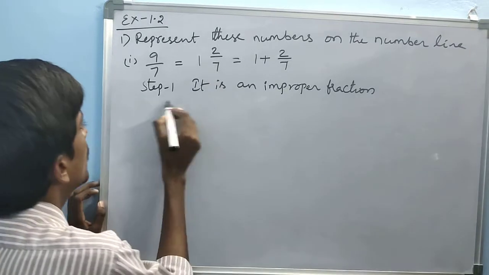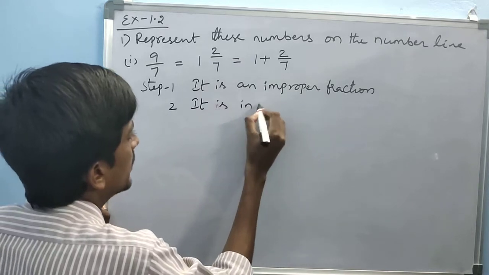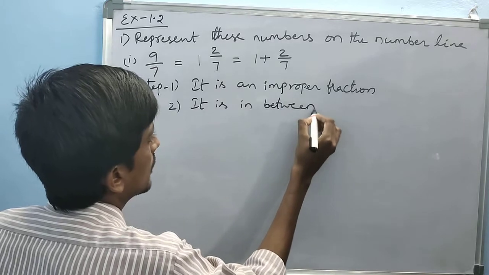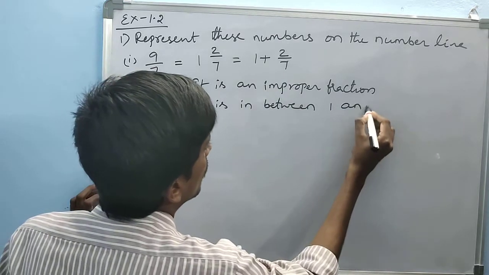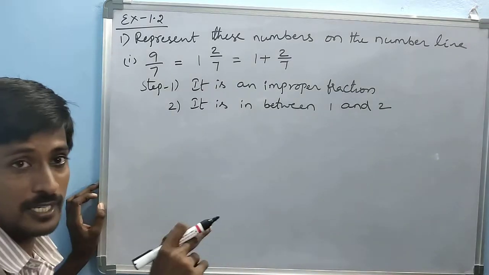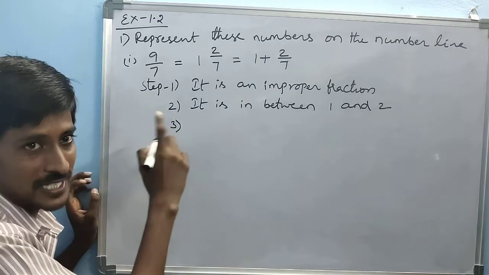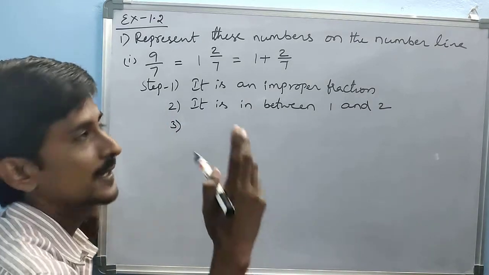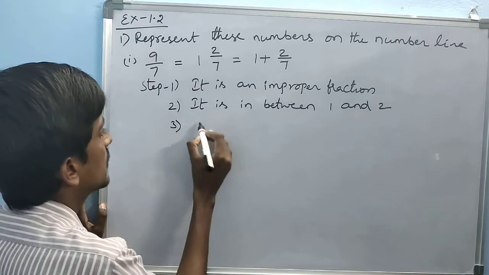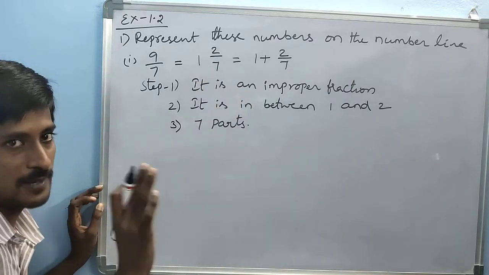So step 2 is it is in between 1 and 2. The 9 by 7 is in between 1 and 2. Okay. Third step. How many parts should each unit be divided into? What is the denominator given? That is the number of parts. So 7 parts. These are the first steps.